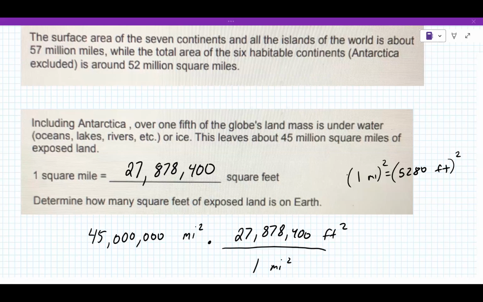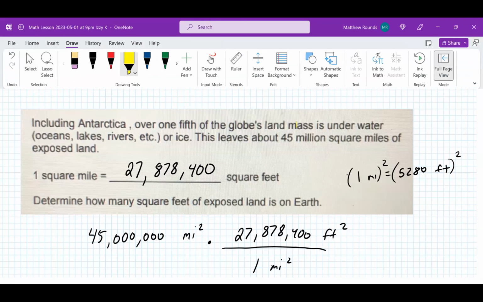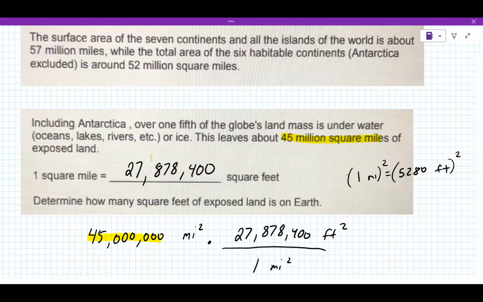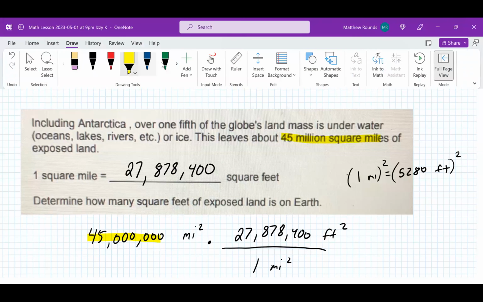Just 45 million? You're multiplying the given square miles of exposed land. That's this number here, 45 million. And then you convert using this number. 1 square mile is the conversion factor. So you got, let me see here.